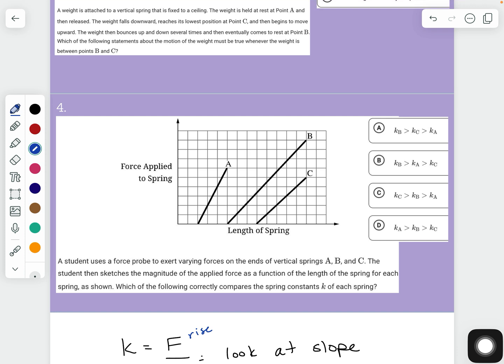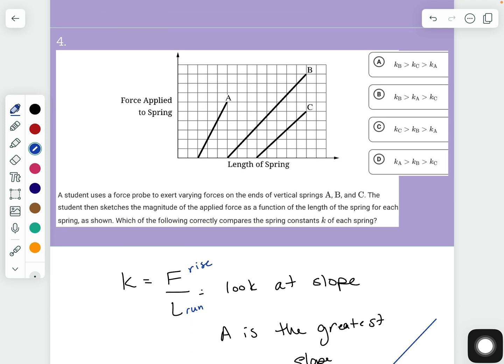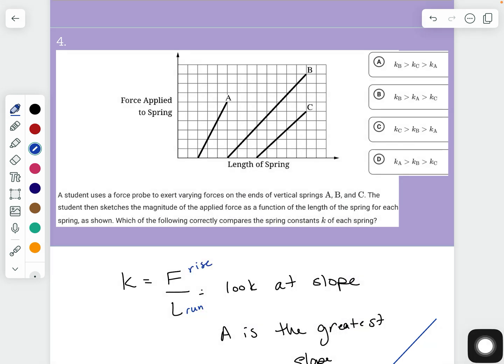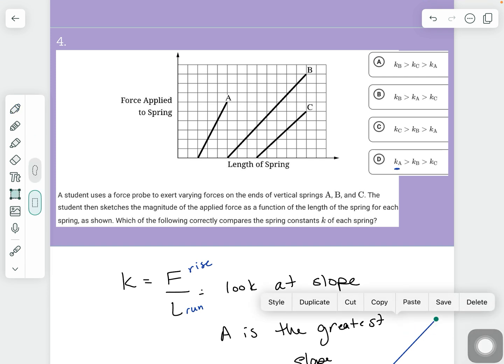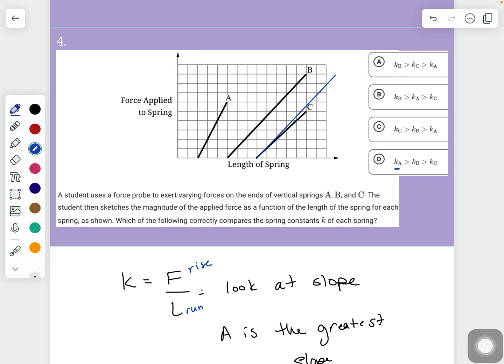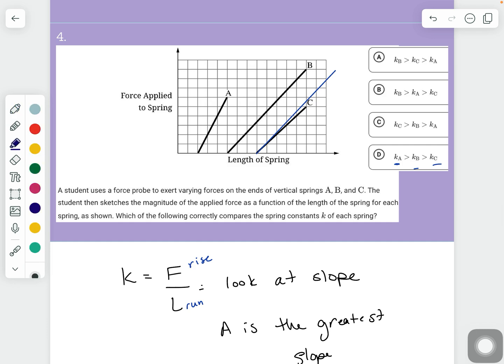Okay, so when I do this, I see that A is obviously the highest one, which does give me the correct answer of D. However, B and C look the same to me. So I'm just going to tell you what I did to make sure I was correct on that and I wasn't doing something wrong. I just put a line over B and then moved it over to C and saw that indeed B was steeper than C. And then we have answer choice D.